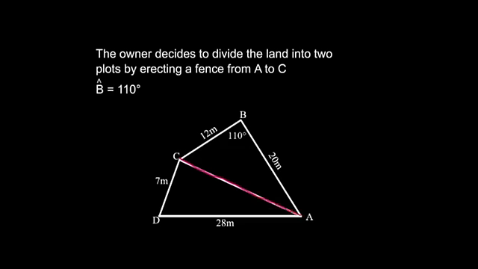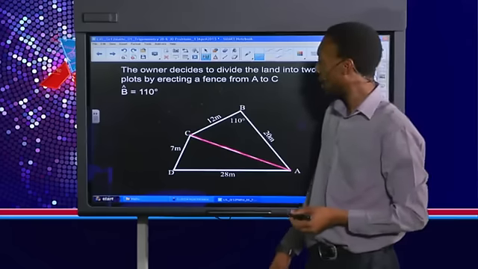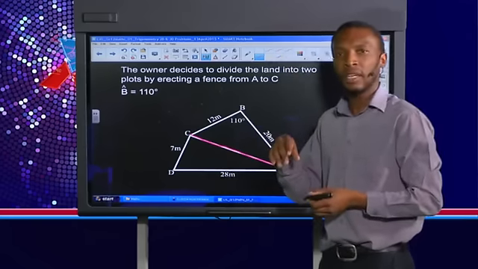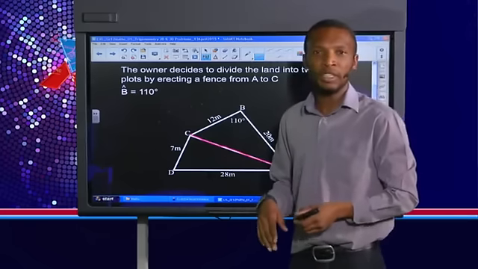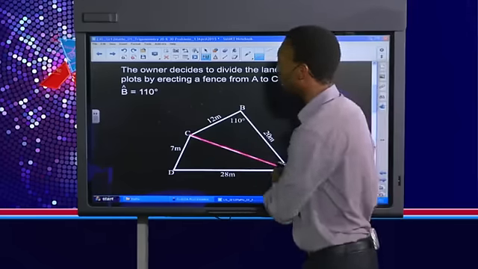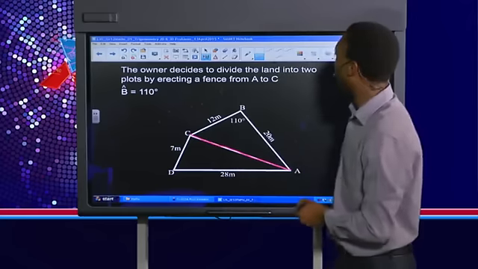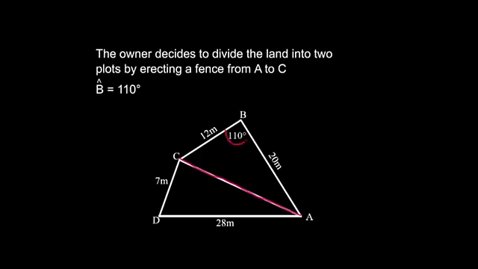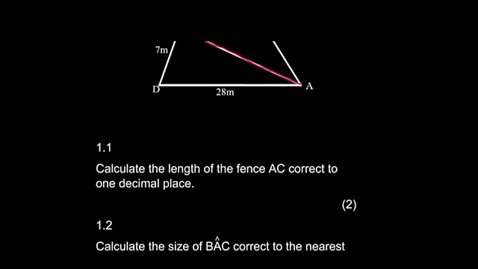Yes, this is a 3D problem, but it shouldn't be too much of a problem, guys, because you can look at it as if we're right above it. We're looking down on this piece of land, and here is the fence. Okay, we are above it, right? And we are told that angle B, which is that corner there of the garden, or the plot, is equal to 110 degrees.